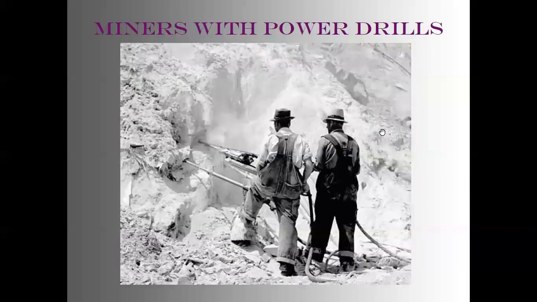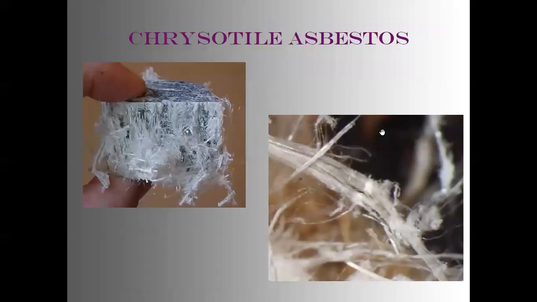Next slide. As technology moved along, the miners of asbestos were exposed to more and more asbestos with these mechanical drills. And you just see the clouds of asbestos coming up and presumably lodging in their lungs. Next, please. There are several different types of asbestos. This is chrysotile asbestos, and you can see the fibrous nature of this mineral, and imagine how these fibers could get in the lungs if they were disturbed. Next.